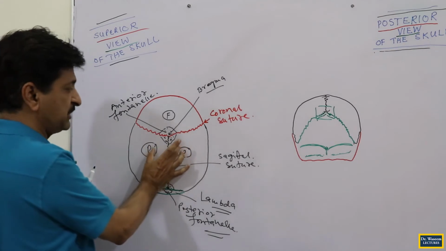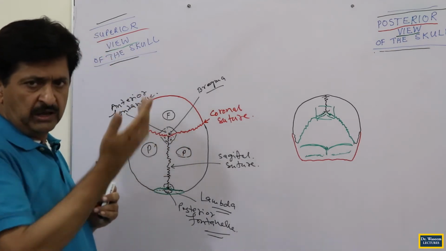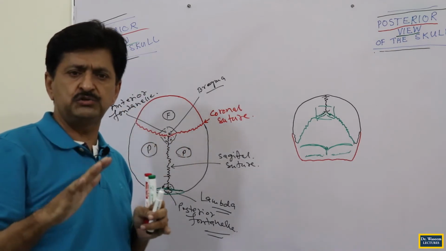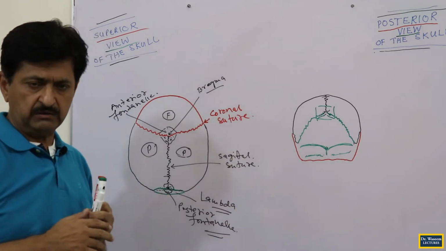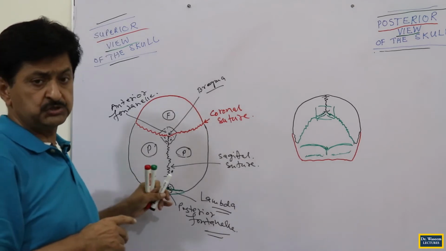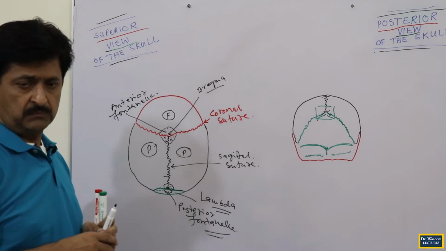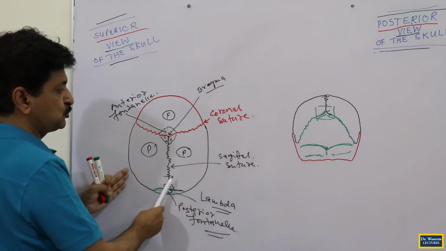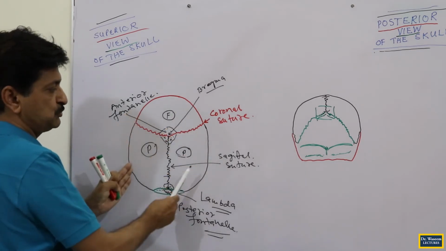If this is something you are watching here, these fontanelles will not remain for a long period. This anterior fontanelle usually fuses within 1 year, maximum 1.5 years. The posterior fontanelle, even earlier. And this is called a superior view of the skull which you are seeing, with some important landmarks.